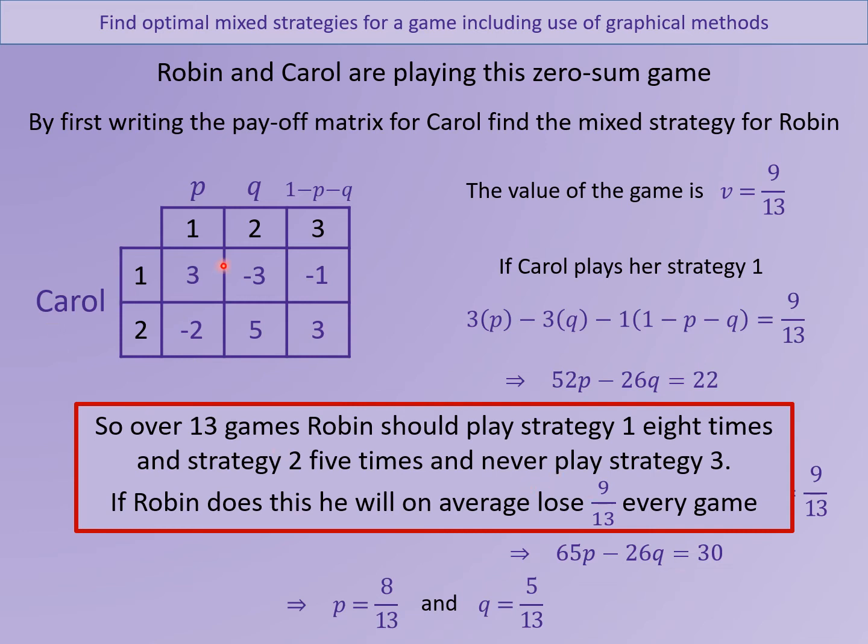What happens if you had a 3x3 grid and there was no dominance going on? Therefore you wouldn't be able to solve it because you wouldn't be able to produce very neat 2 equations with just 2 or 3 unknowns. So what we need to do is look at another way of solving more complicated games.